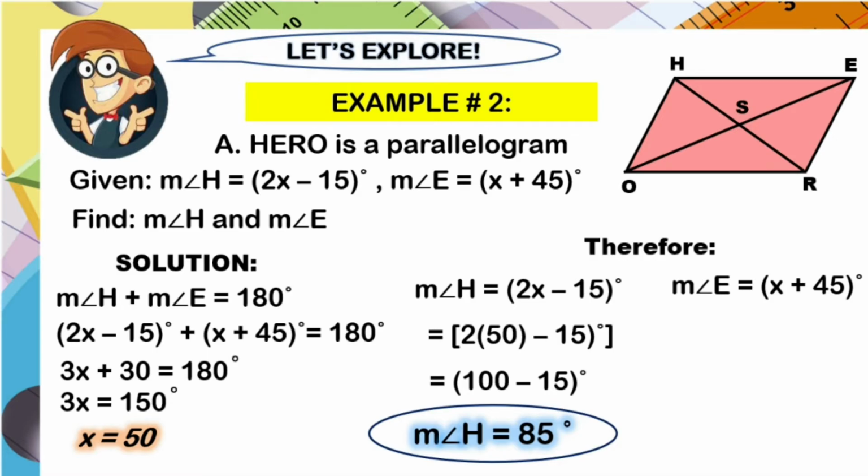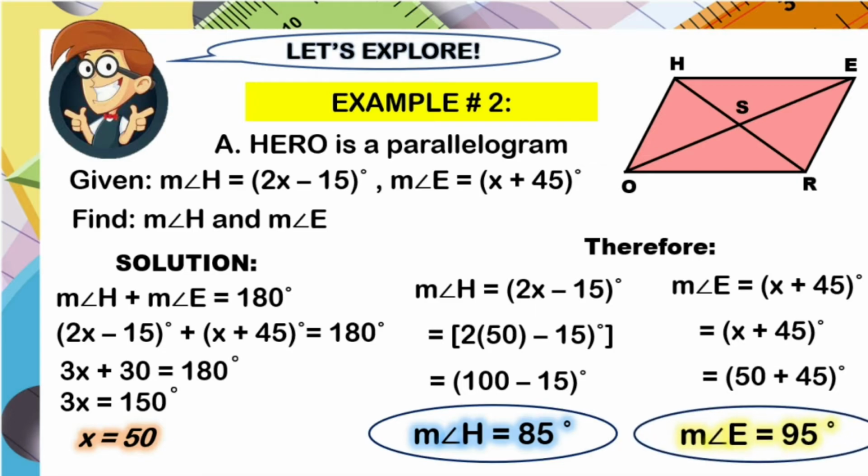Now, let's get the measure of angle E. To solve the given problem, we substitute the value of x to the equation angle E is equal to x plus 45. Thus, we have angle E is equal to 50 plus 45. Simplifying the equation, we have the measure of angle E is equal to 95 degrees.